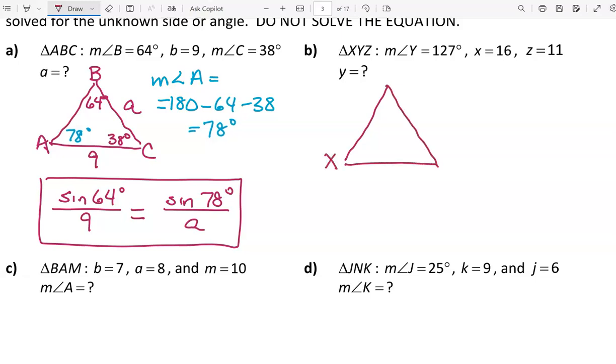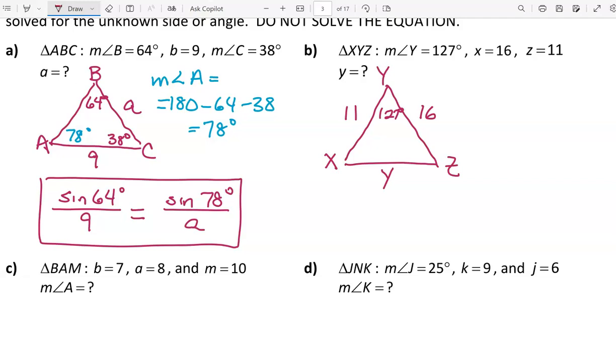I'm going to draw my triangle XYZ. And by the way, your triangles don't have to be to scale. All of mine are going to look like equilateral triangles. It doesn't matter. So angle Y's measure is 127. Side X, opposite angle X, measures 16 units long. Side Z, opposite angle Z, measures 11 units long. And we are looking for the measure of side Y.